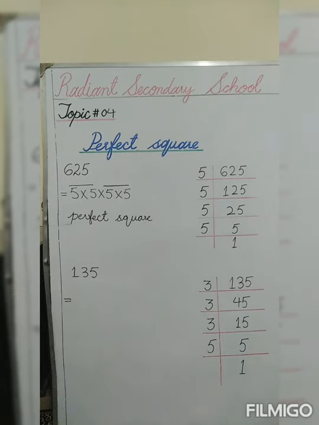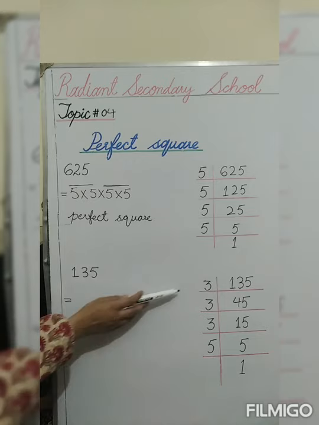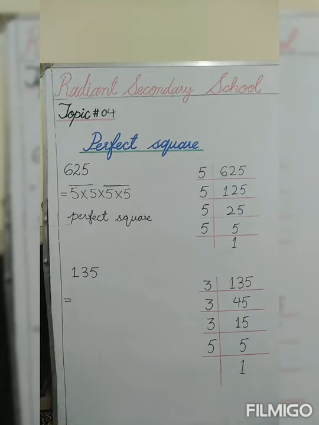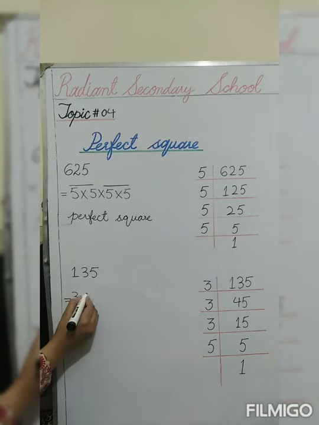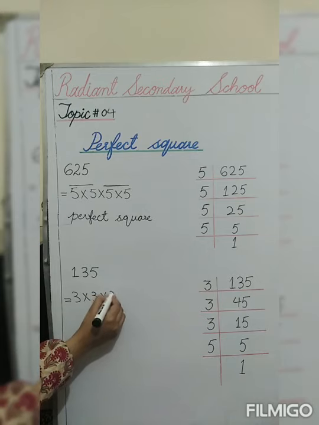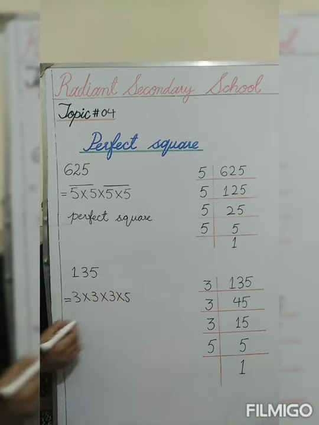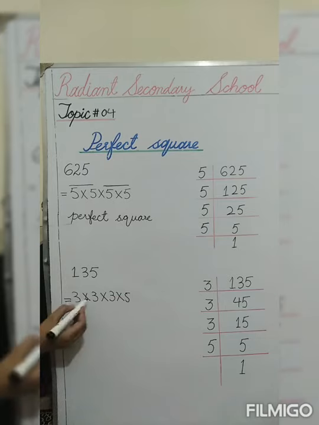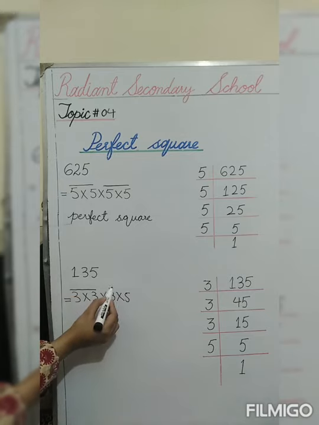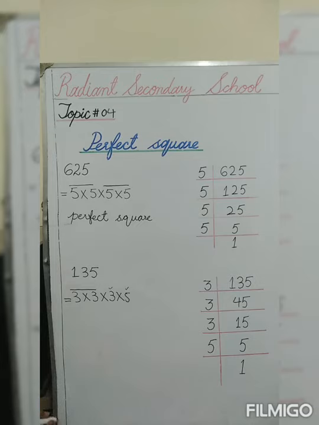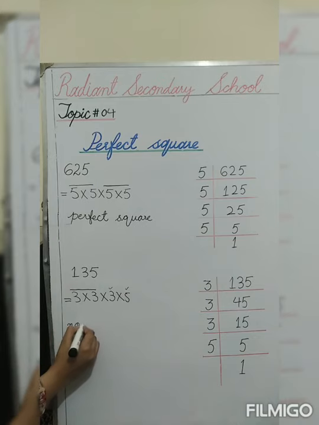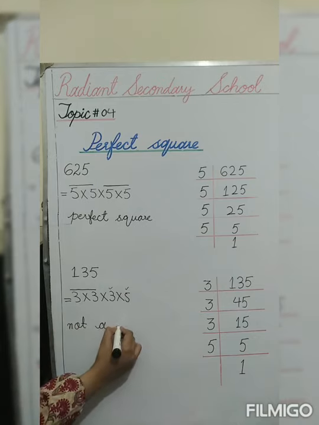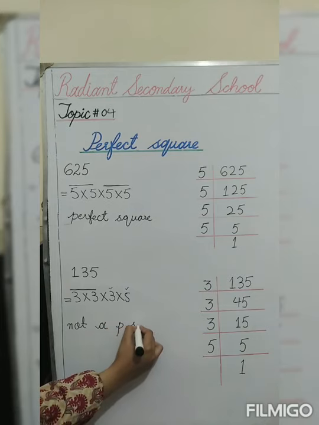Let's take another example like 135. Again, the first step is to take the LCM. This one is the LCM of 135. The next step is to write all the factors: 3 into 3 into 3 into 5. Now we will make pairs. We'll make a pair of the first two numbers. Now as you can see, these 3 and 5 are single numbers. They don't have a pair. It means it is not a perfect square.